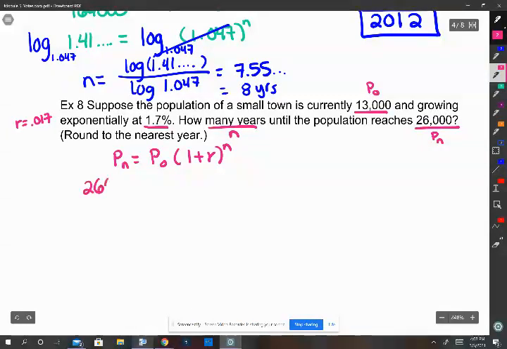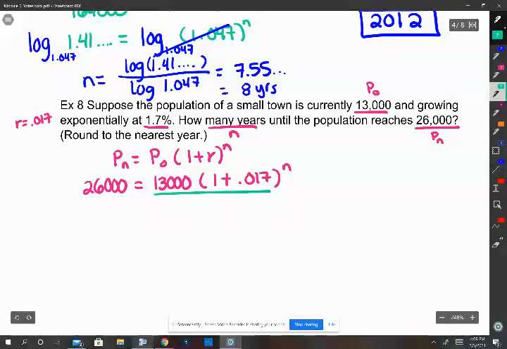So this is 26,000. P sub 0 is 13,000. This is 1 plus 0.017. And n is what we're looking for. And so our first step is we're going to divide by 13,000. And this one's a nice one because it's going to give us a nice clean number here. So this is 2. And this is going to give us 1.017 raised to the nth power.